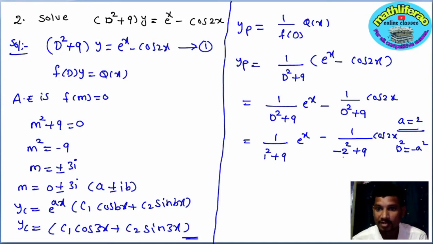Here the denominator, minus 2 square, minus 4 plus 9, which is 5, is not equal to 0. Not equal to 0, and this is the particular integral. Equal to 0 is the further process.